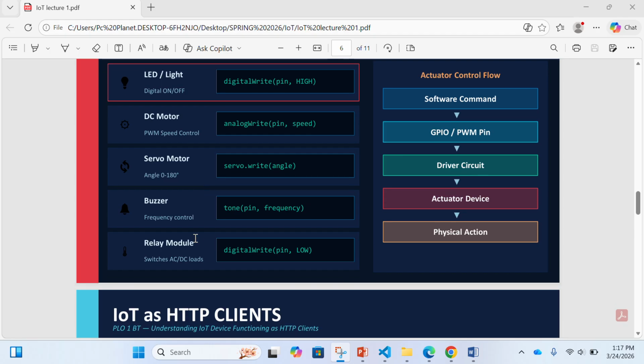Then we have relay modules. A relay is an electrically controlled mechanical switch. Your 3.3 volt or 5 volt microcontroller pin controls an electromagnet which physically moves a metal contact that switches a separate, much higher voltage circuit, like a 240-volt home appliance. This is how a smart plug works. The ESP32 inside the smart plug cannot handle 240 volt directly, so it controls a relay. You send a digital write, relay pin and low command, which is the active state for most relay modules, and the mechanical contact closes, completing the 240 volt circuit and turning on your kettle. So it switches AC and DC loads: digital write, pin number, low or high, whatever command you want to give to the relay.